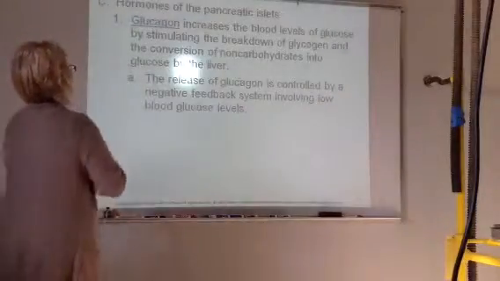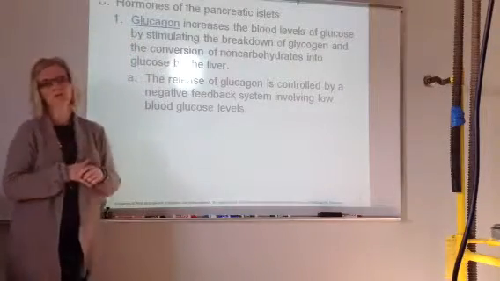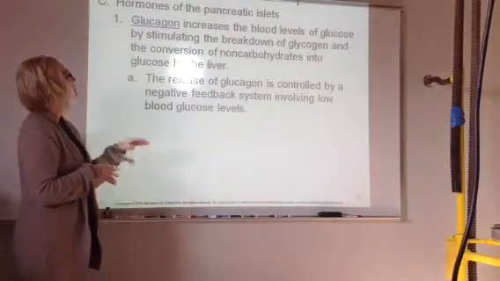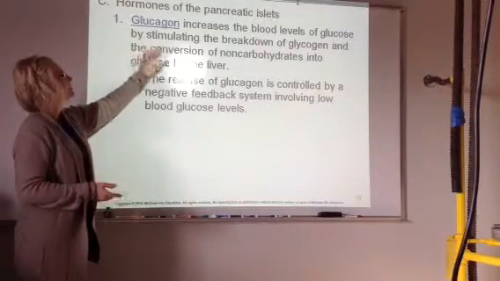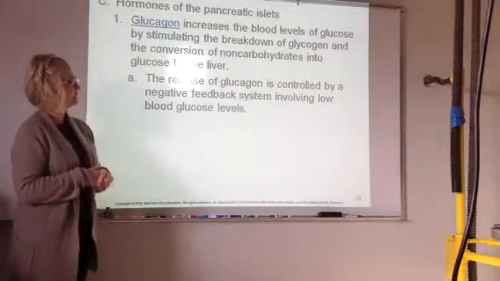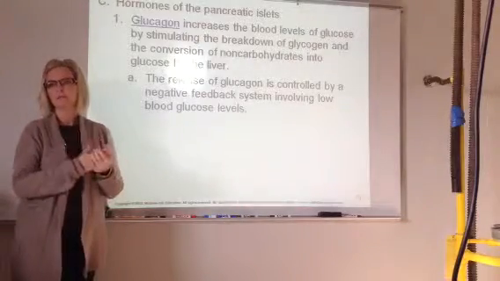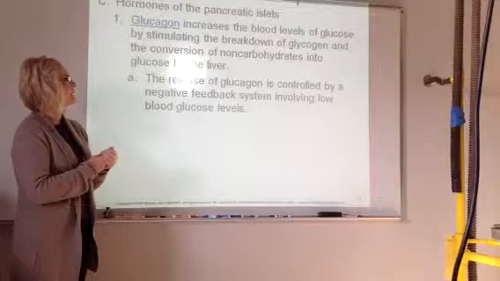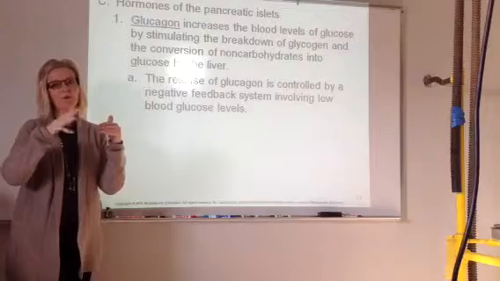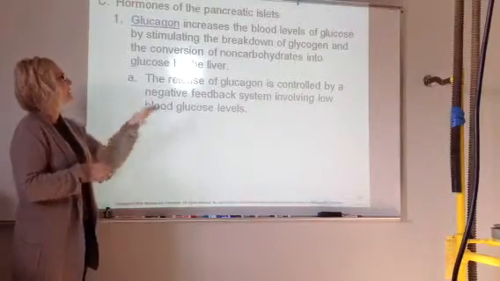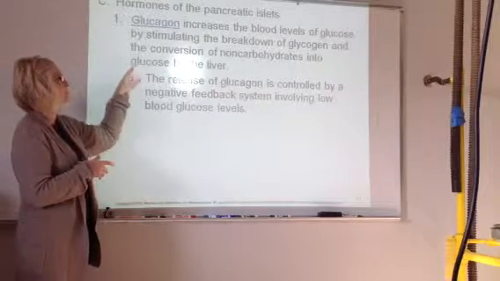So here's the job. Glucagon. Alpha cells. Glucagon increases your glucose levels in the blood. So glucagon increases the blood levels of glucose by breaking down glycogen and converting non-carbohydrates into glucose by the liver. So glycogen is a larger form. It's going to be broken down into glucose, and then it also takes some non-carbohydrates and puts them into glucose.